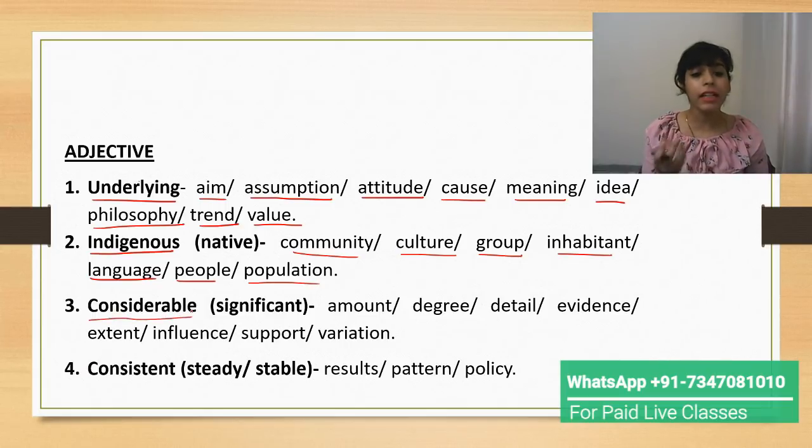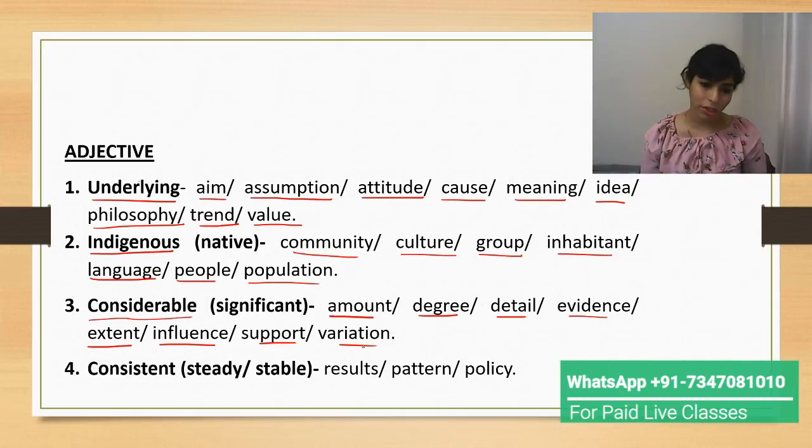Considerable is like significant, some major change, considerable change, marked change. So considerable amount, considerable degree, detail, evidence. This is considerable evidence to prove his guilt. Or these are the considerable evidences to prove his guilt. So this is the way we can frame one sentence. Extent, influence, support and variation.